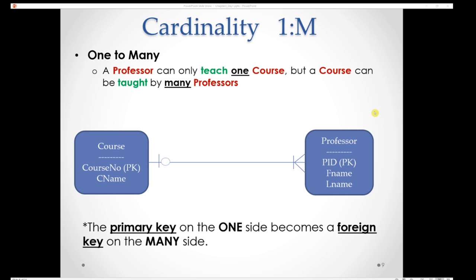Let's take a look at an example of the crow's foot notation for a one-to-many relationship. The maximum cardinality is indicated by the sign that's closest to the entity. So for example, we have that a course can be taught by a maximum of many professors. So looking from the course side to the professor side, a course can be taught by many professors. We indicate many on this side with the crow's foot. Similarly, on the other side, a professor can teach a maximum of one course. If we follow over from the professor to the course side, we have a maximum of one.